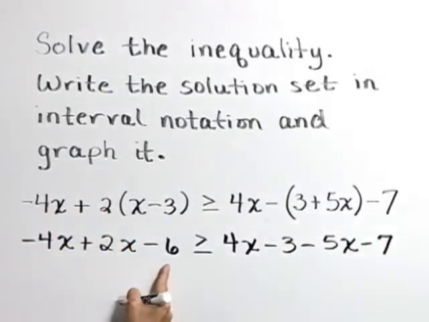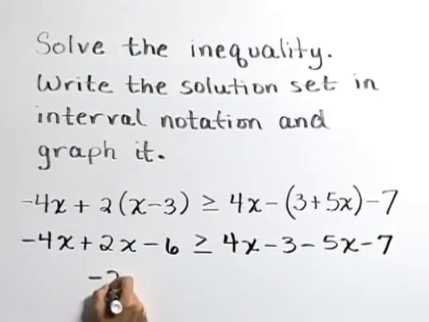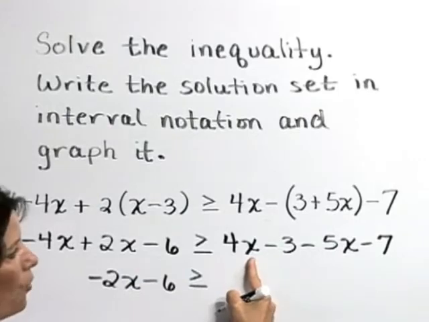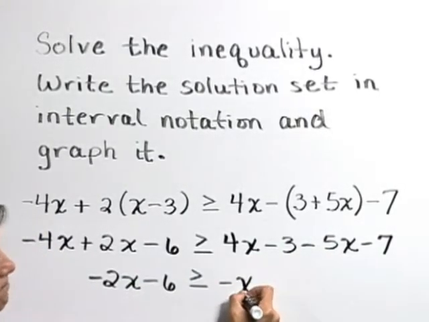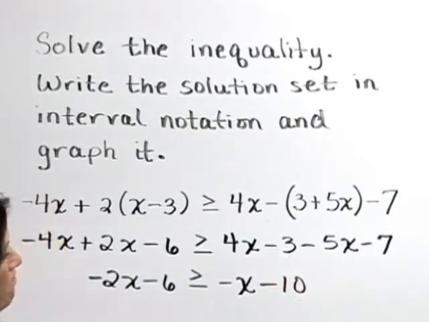Now combining like terms on both sides. Negative 4x plus 2x is a negative 2x minus 6 is greater than or equal to, on the right-hand side, 4x and a negative 5x is a negative x. Negative 3 and a negative 7 is a negative 10.